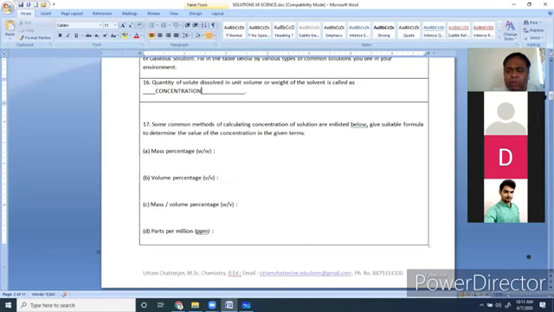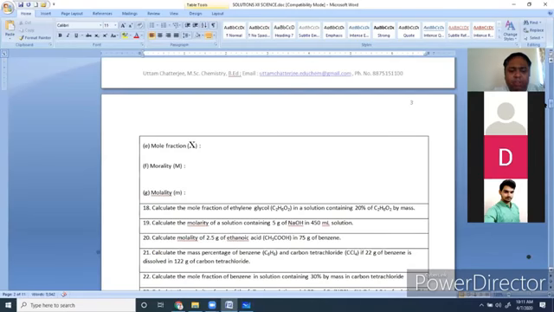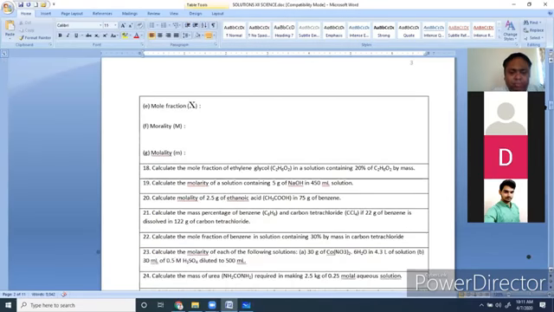Now, from whosoever's house noise is coming, please mute yourself. This question we had done yesterday. Molality and mole fractions basics we had studied yesterday. This question number 18 also we had done yesterday. This question number 19 is also from your book. We will do it today now.